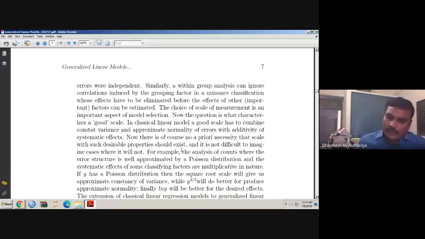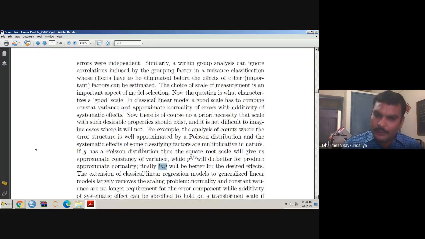it has the constant variance. But it does not have normality. And if you look for normality, you have to take the transformation to the third of y. Y raised to 2 by 3 will give approximately normal. And because the effects are multiplicative, instead of y you have to take log y. Because we know that log ab is equal to log a plus log b, so that the multiplicative effect is converted into the additive effect. So it is not easy to get the best scale.